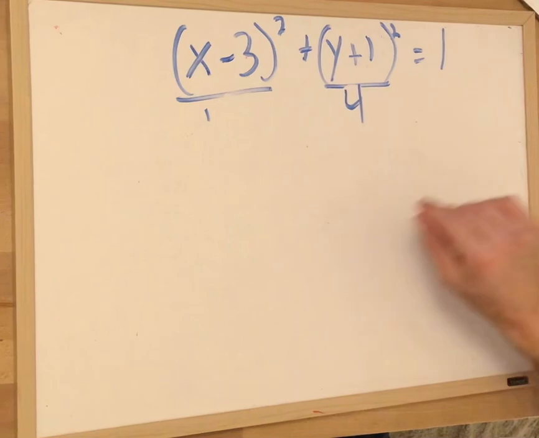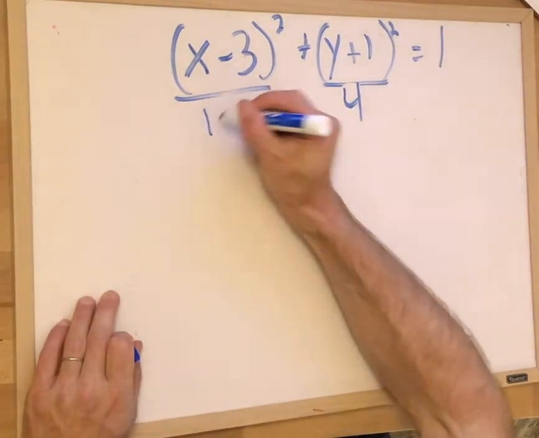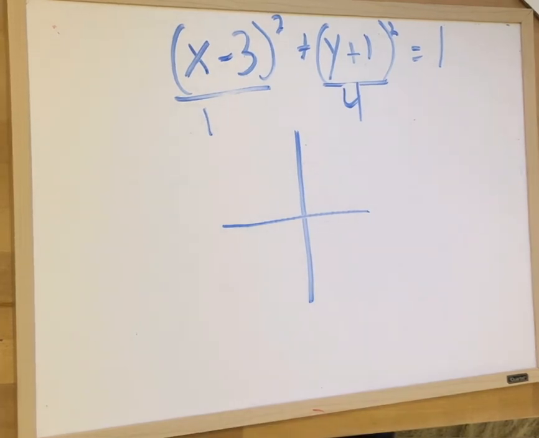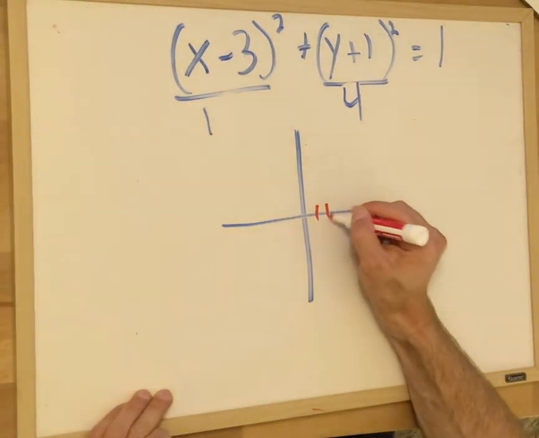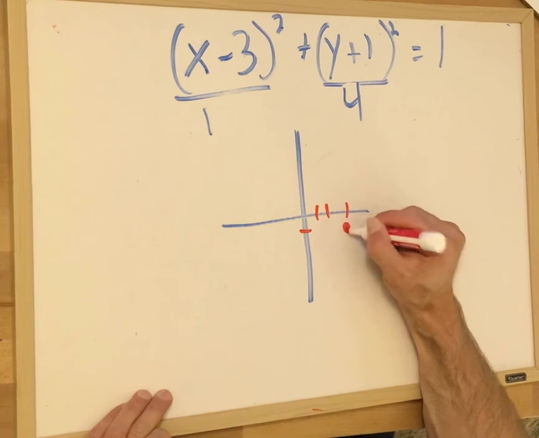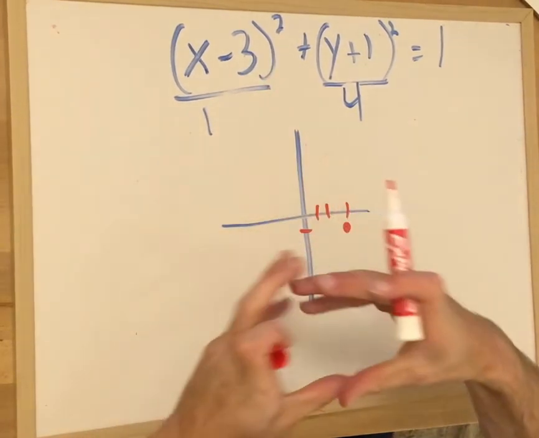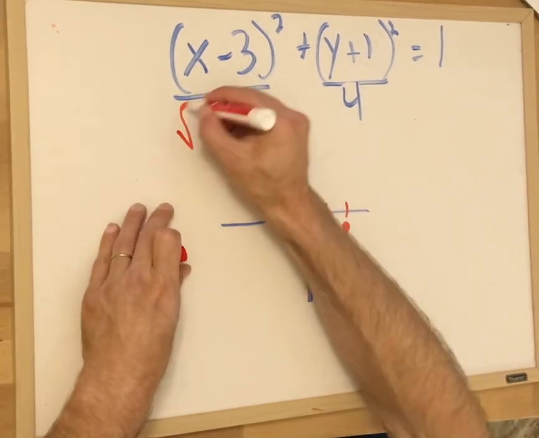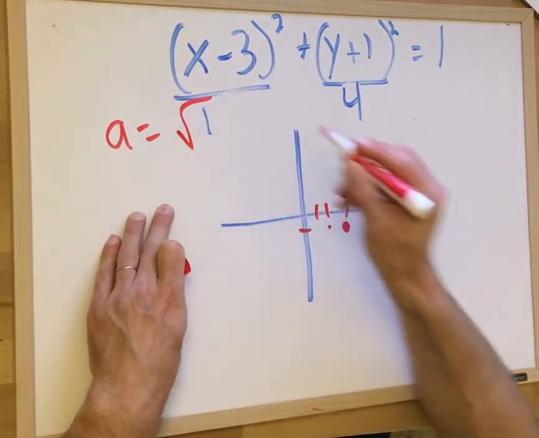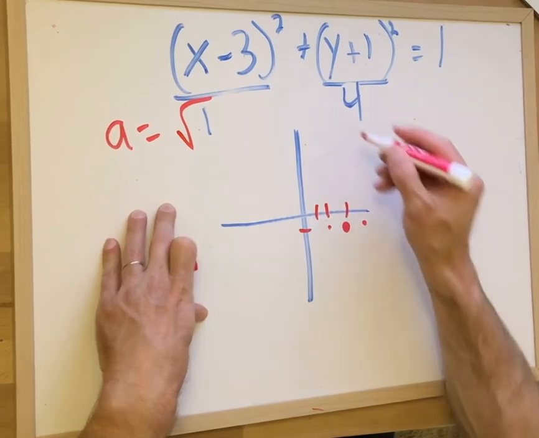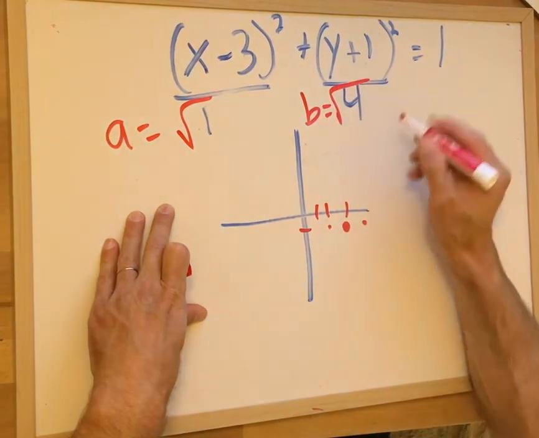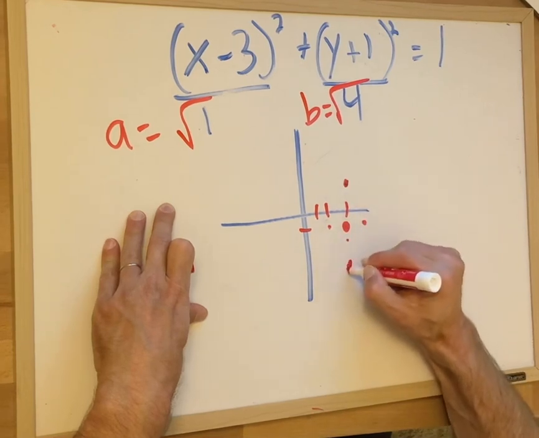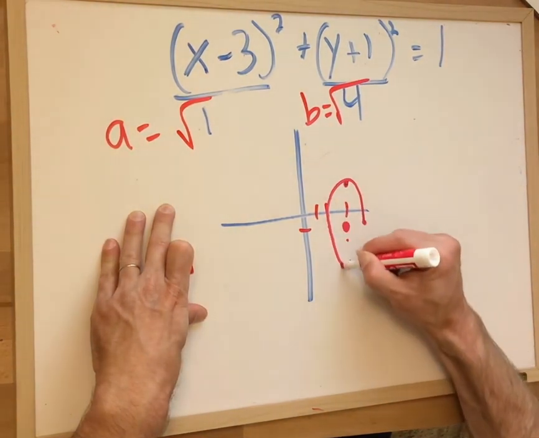Now with my equation, I'm going to graph my center, which is positive 3, negative 1. My horizontal stretch is just 1 unit, because I square root this, and that's my a. A equals the square root of this. 1 and 1. And then b equals the square root of this, which is 2. 1, 2, 1, 2. So it's going to look like that.